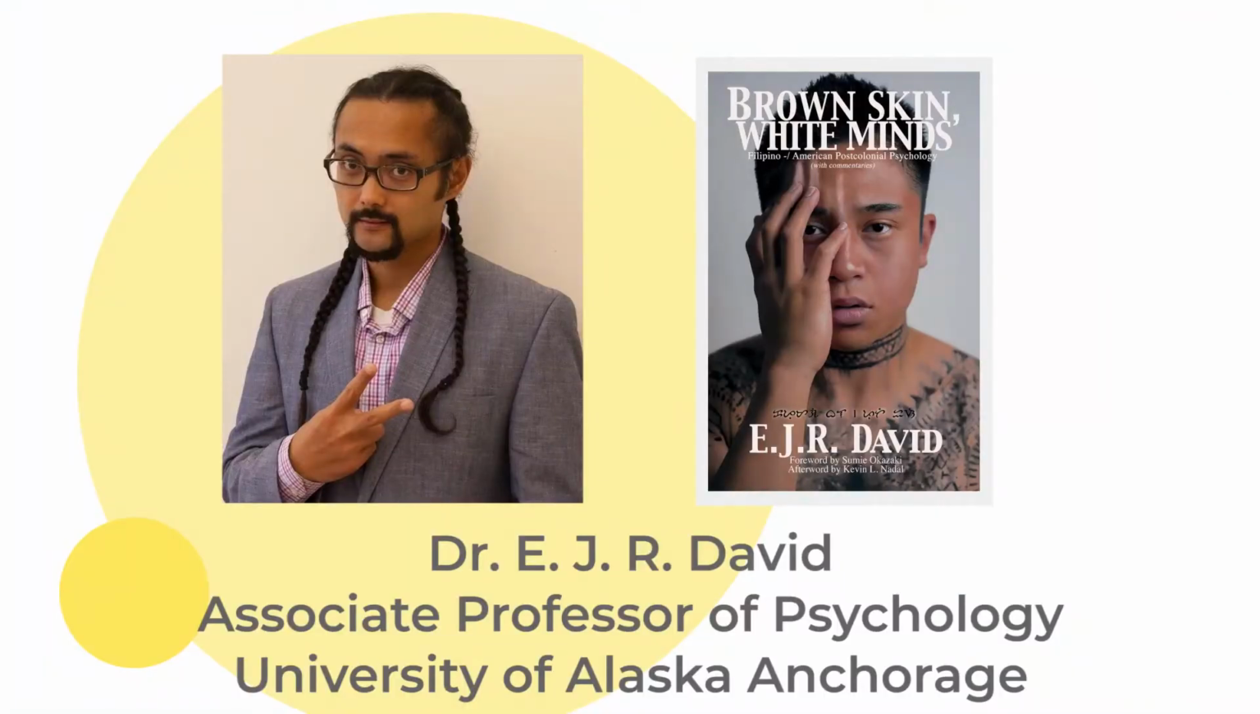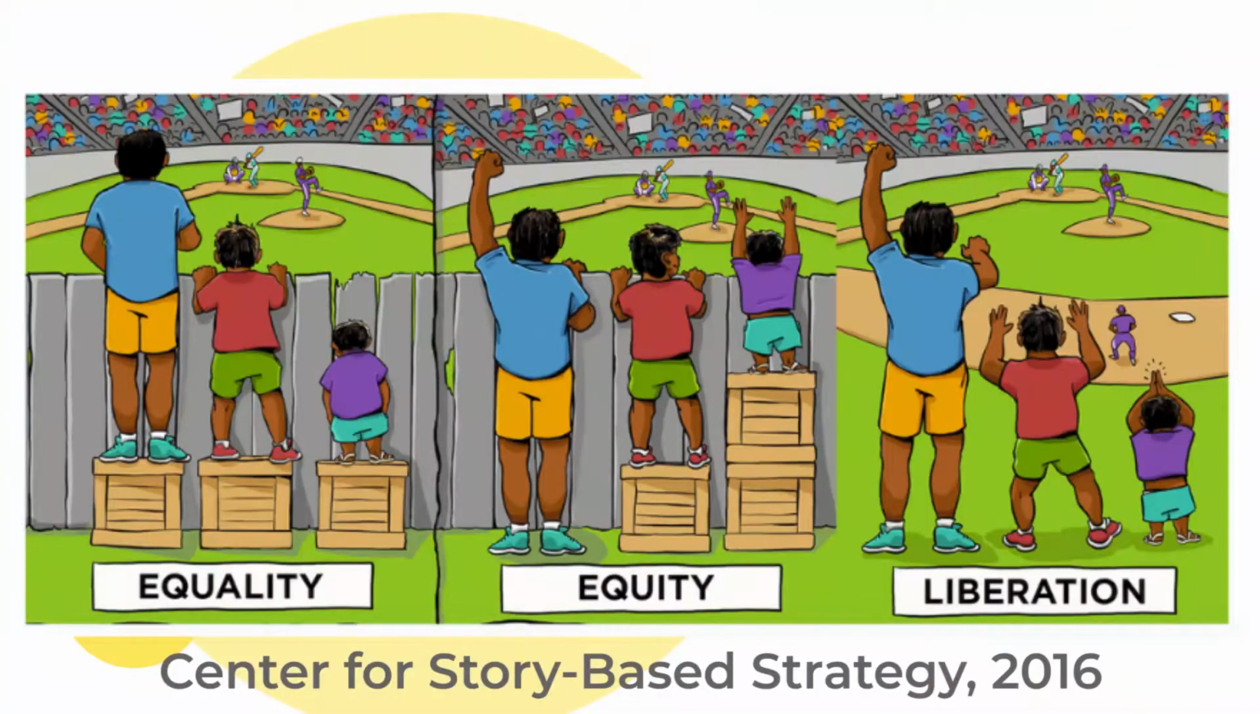This is Dr. E.J.R. David, an associate professor of psychology at the University of Alaska Anchorage. He is the author of Brown Skin, White Minds and has created his own version of these graphics. As he points out, even the recent adapted versions give the impression that inequalities exist because of physical or biological differences in people. Why is the person on the far right so much shorter than the other two? It makes you think that they're struggling because of something that is wrong with them. They're less developed, smart, or able.